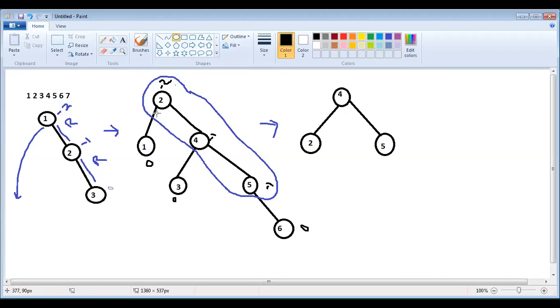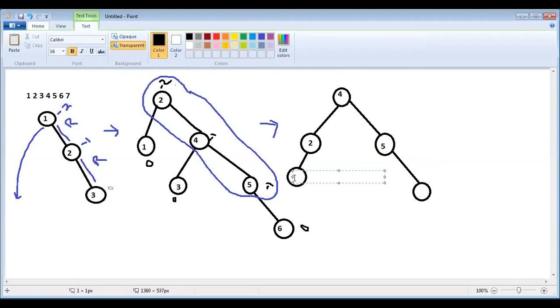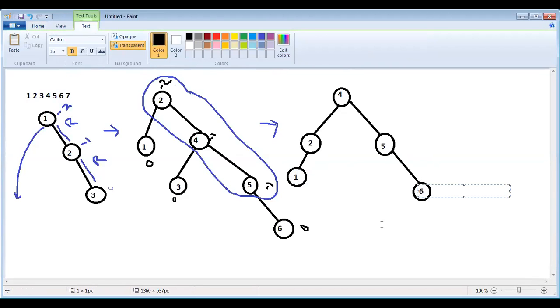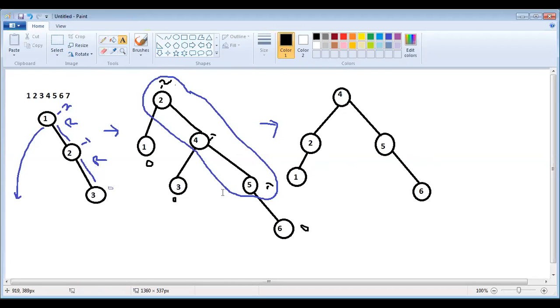So 1 is what? Left of 2. So I have to insert 1. And 6 is what? Right of 5. I'm just inserting the elements. That is 1, and here 6. Now where should you put this 3? Right side of 2.